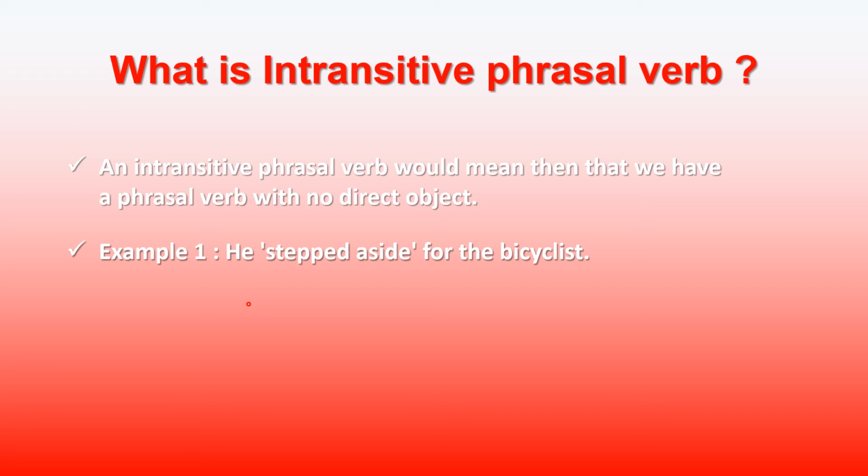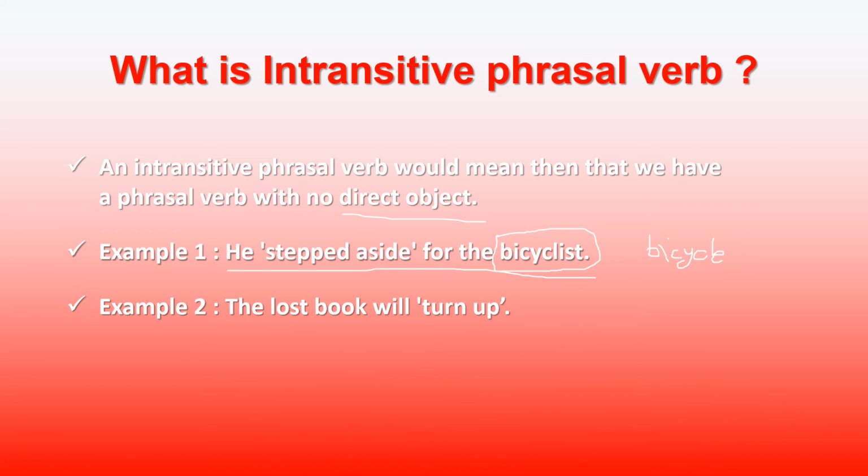He stepped aside for the bicyclist. Here in this example 1, what did we understand? We understand that there is no direct object. Before we had hang up your jacket. That jacket is an object. Now, he stepped aside for the bicyclist. Here this is not an object. If there was a bicycle, then that would mean it has an object, but here you don't have it. Let's go through the next one.